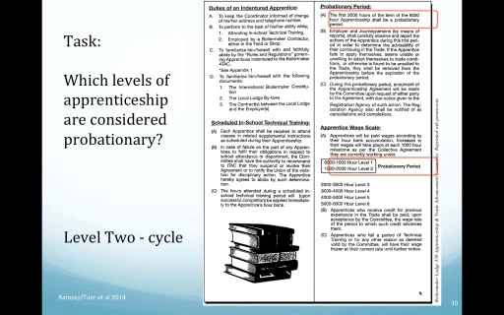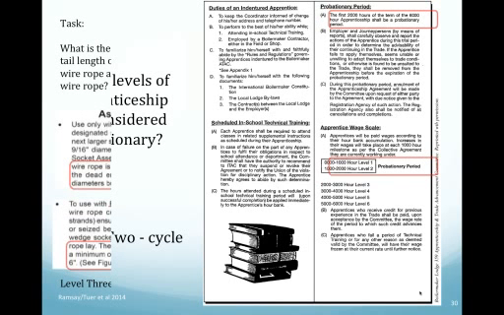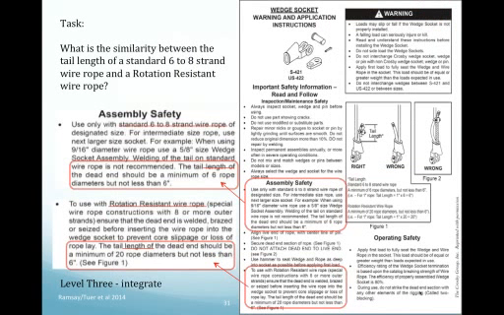That's a cycle. Here's an example of an integrate. So I've got to integrate information together to find the answer. So what is the similarity between the tail length of a standard 6 to 8 strand wire rope and a rotation resistant wire rope? So they need to take a look at the similarity. Means that they have to compare information. So they're going to go in, they're going to scan for information, they're going to locate it, they're going to do that definitely more than once, they're going to do that several times in fact.